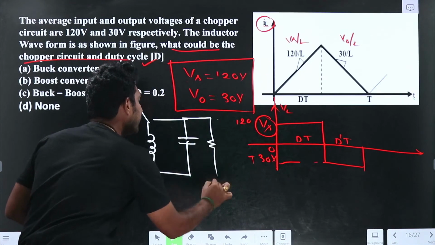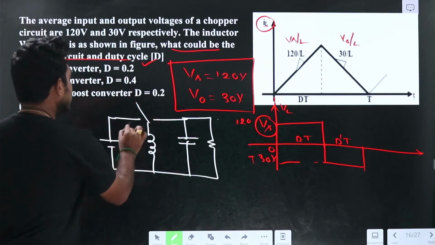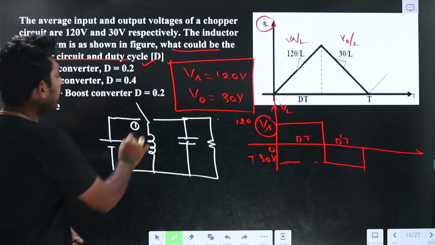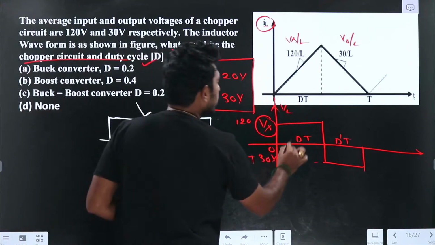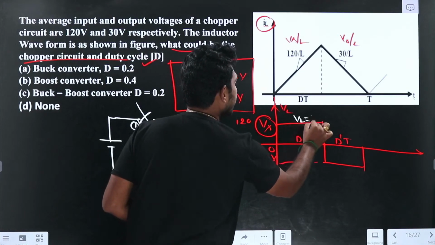If I find the VL during the on period of the switch, what is the VL here? If I close the switch to here, what is the VL? VL equal to Vs. So during this period, VL equal to Vs.